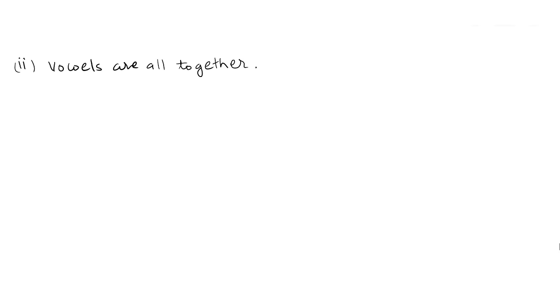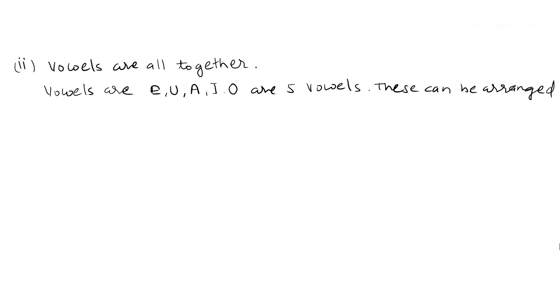Part 2. Vowels are all together. The vowels in the word PERMUTATIONS are E, U, A, I, O. So all the 5 vowels, A, E, I, O, U, or E, U, A, I, O, are 5 vowels. These can be arranged among themselves in 5 factorial ways.